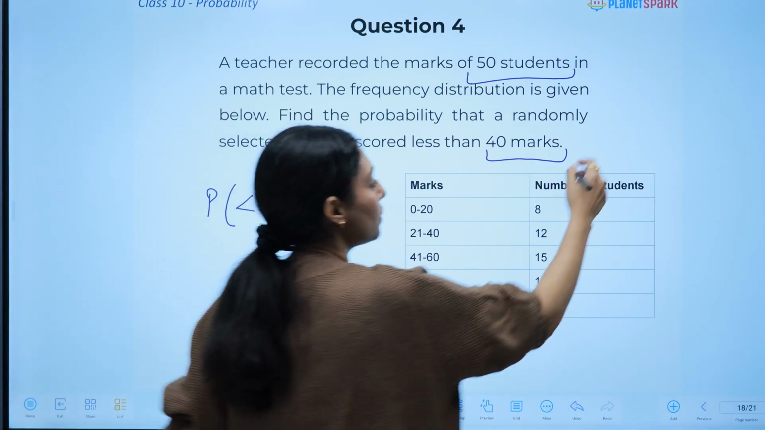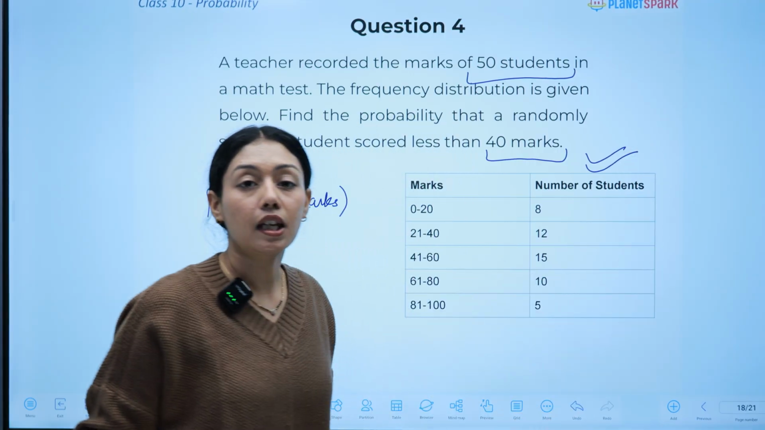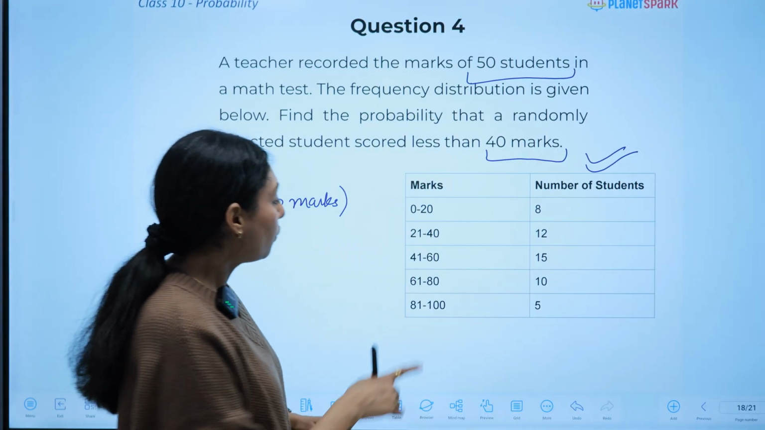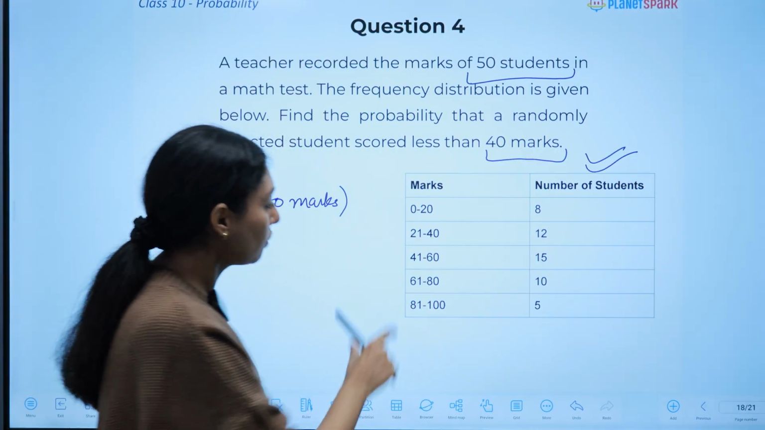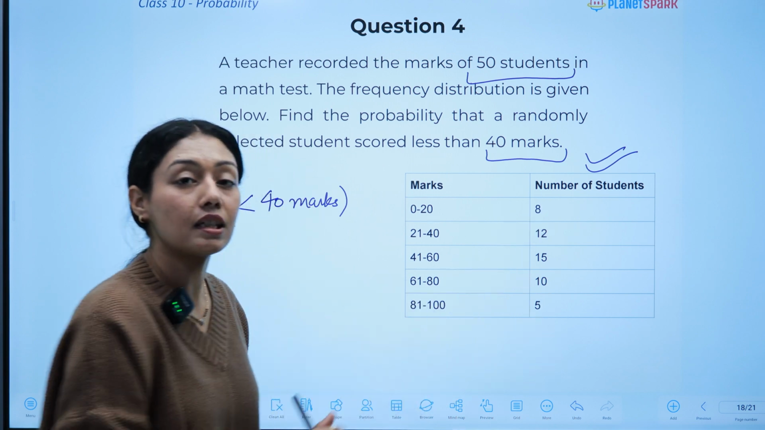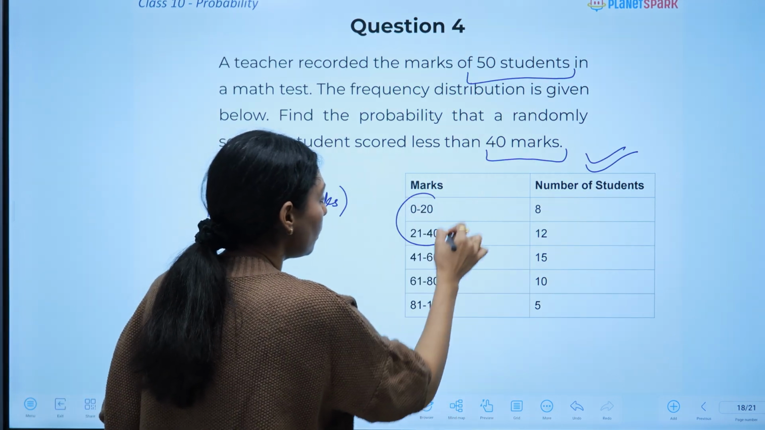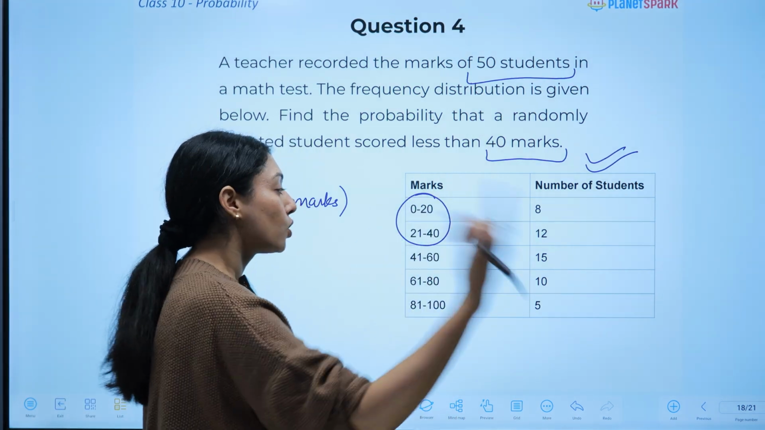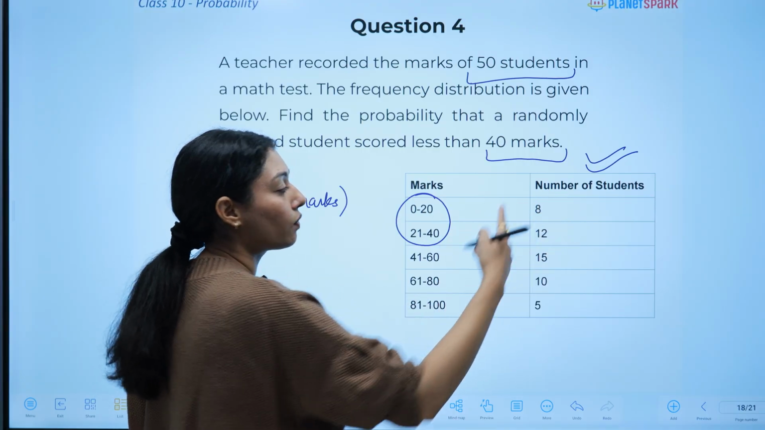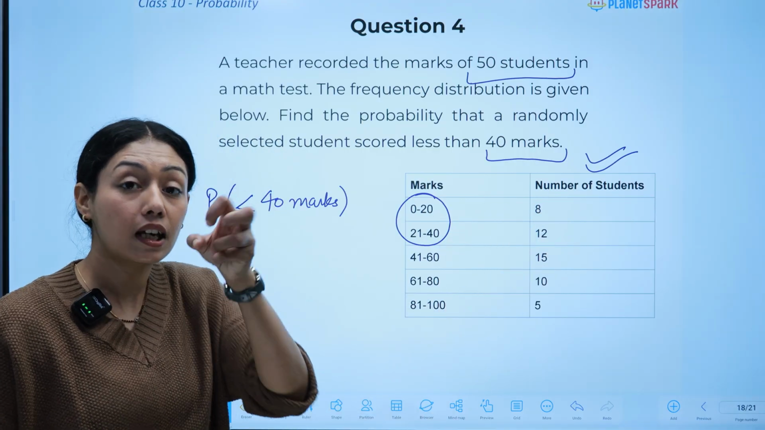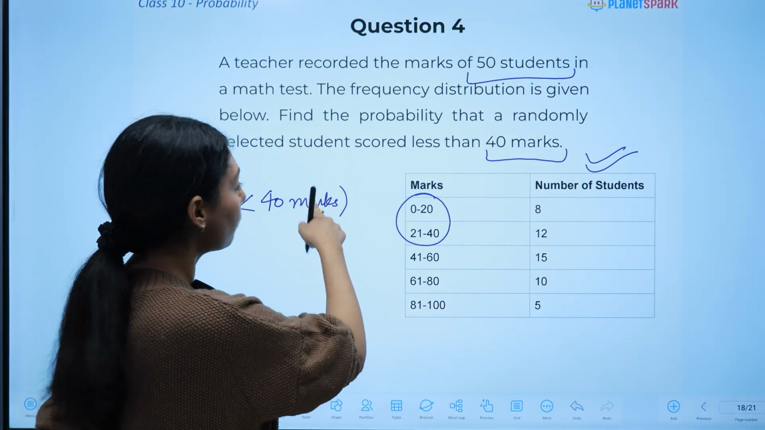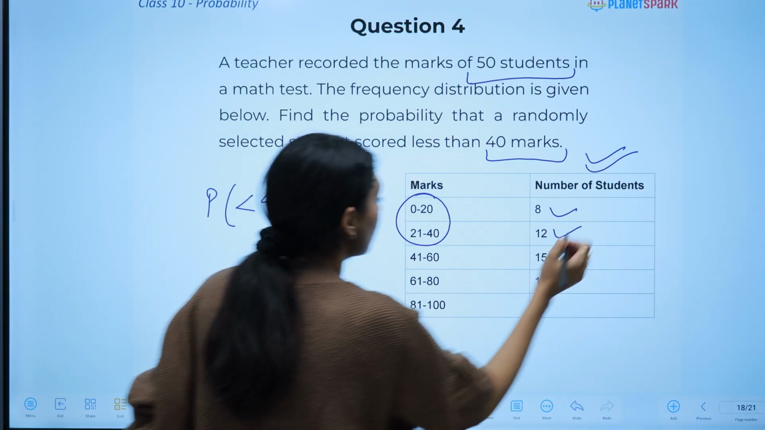This is the frequency table that we use in probability. Okay, so 40 से कम marks का distribution we can see here and number of students we can see here. Less than 40 means ये दो category हमें consider करनी है. So इन दो category में we have our favorable outcomes, that is number of students that we need there, which is in our favor. So 8 and 12.